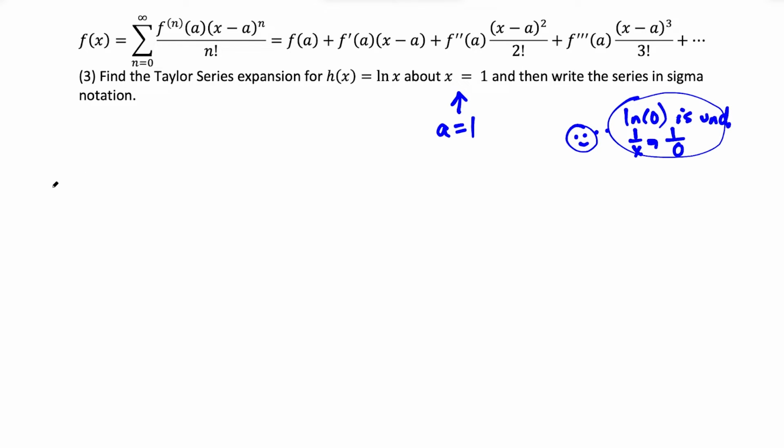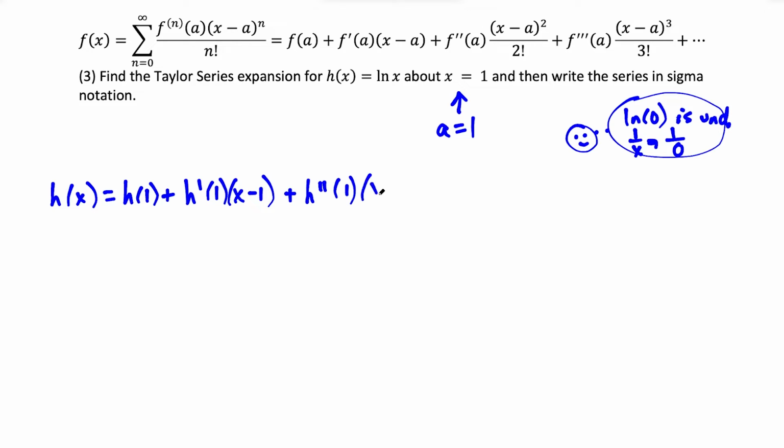So we're going to have h of x is equal to, and if we plug in 1 for our center, we're going to have h of 1 plus h prime of 1 times (x minus 1). And then next we'll have plus h double prime of 1 times (x minus 1) squared over 2 factorial. And then next we'll have h triple prime of 1 times (x minus 1) to the third over 3 factorial.